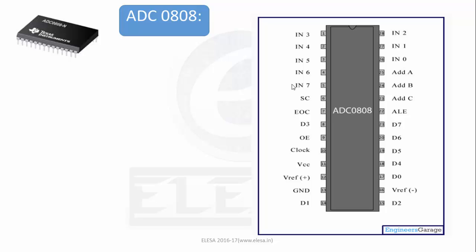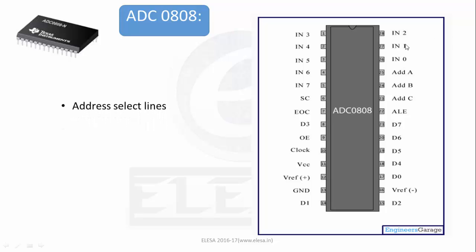Then the next one is the ADC 0808. As we know, ADCs are available in integrated circuit forms. One of them is ADC 0808. This ADC uses the successive approximation method for conversion of analog to digital signal. This is available in a 28-pin DIP package.